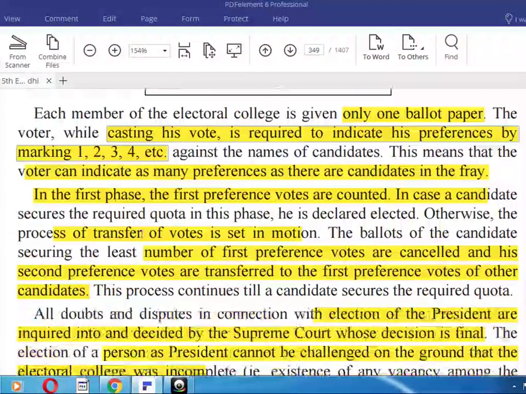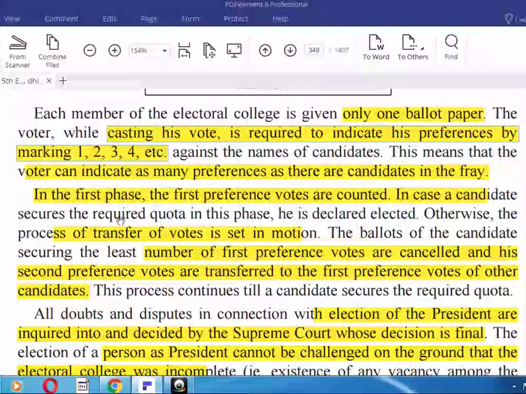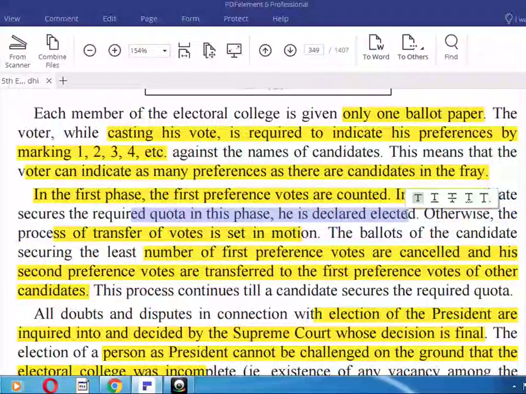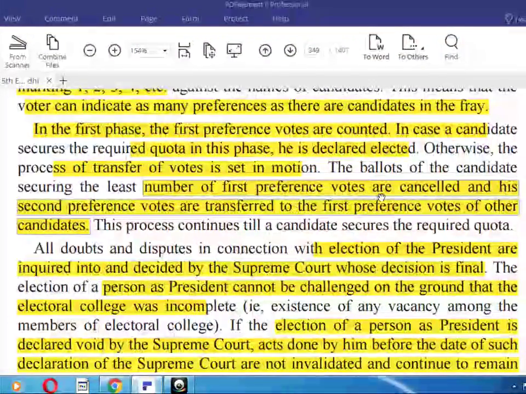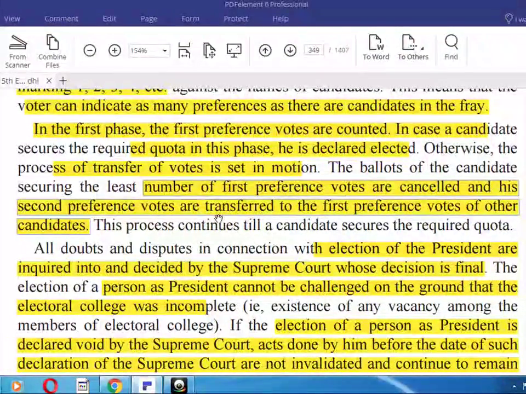In the first phase, the first preference votes are counted. In case a candidate secures the quota in this phase, he is declared elected. Otherwise, the process of transfer of votes is set in motion. The ballots of the candidate securing the least number of first preference votes are cancelled, and his second preference votes are transferred to the first preference votes of the other candidates.